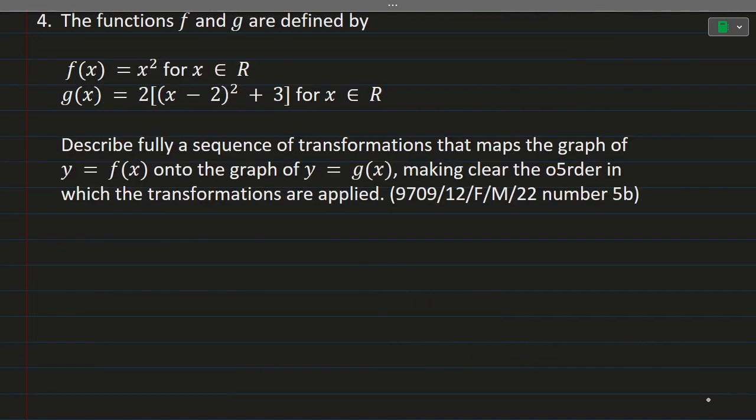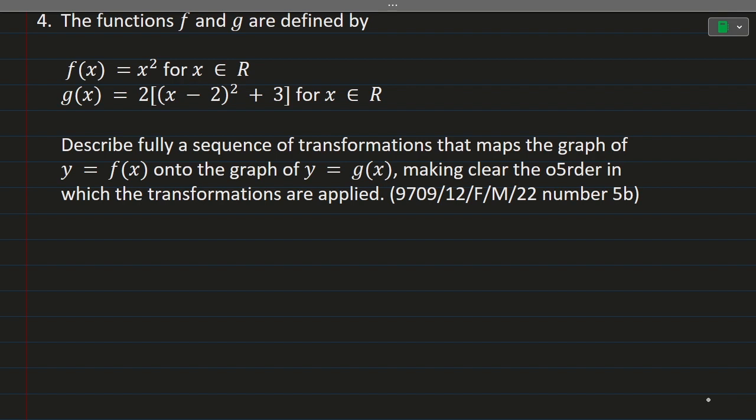Now let's move on to number 4. The functions f and g are defined by f of x is equal to x squared, for x an element of all real numbers, and g of x is equal to 2(x minus 2) squared plus 3, for x an element of all real values. Describe fully a sequence of transformations that maps the graph of y equals f of x onto the graph of y equals g of x, making clear the order in which the transformations are applied.